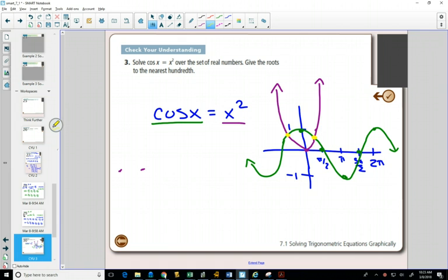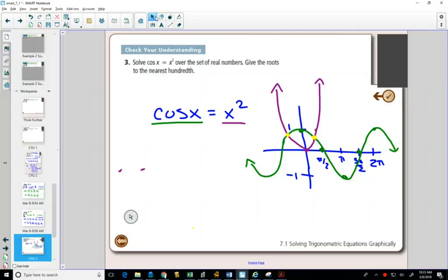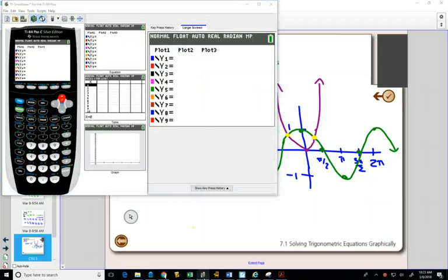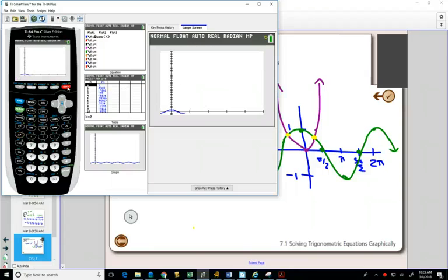Now, your graphing calculator way to solve this would be to go to your calculator in equation 1. In equation 1, type cos of x. In equation 2, type x squared. Now, when you hit graph, you're going to have whatever window you had from before. This is the window that I had from before. And that's enough to solve it.